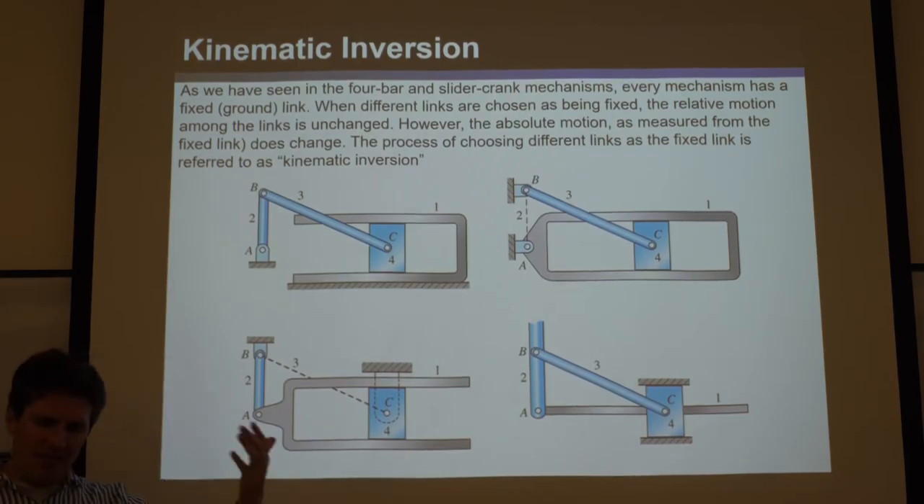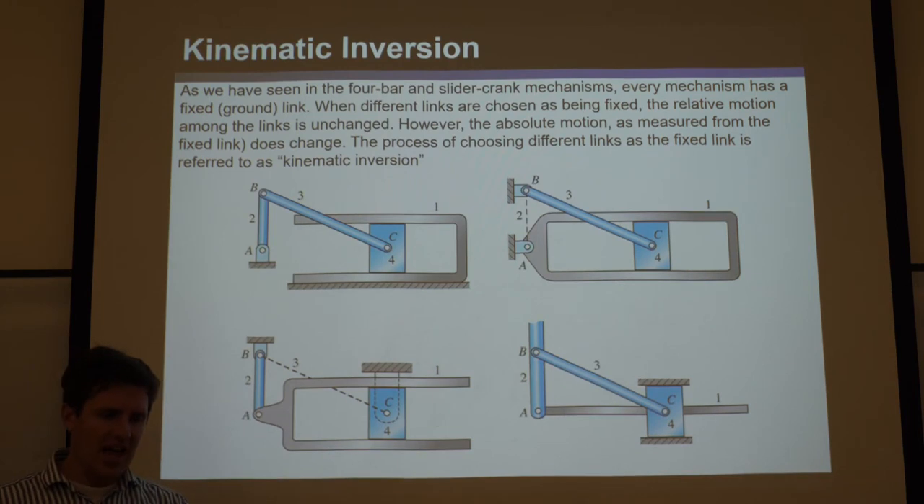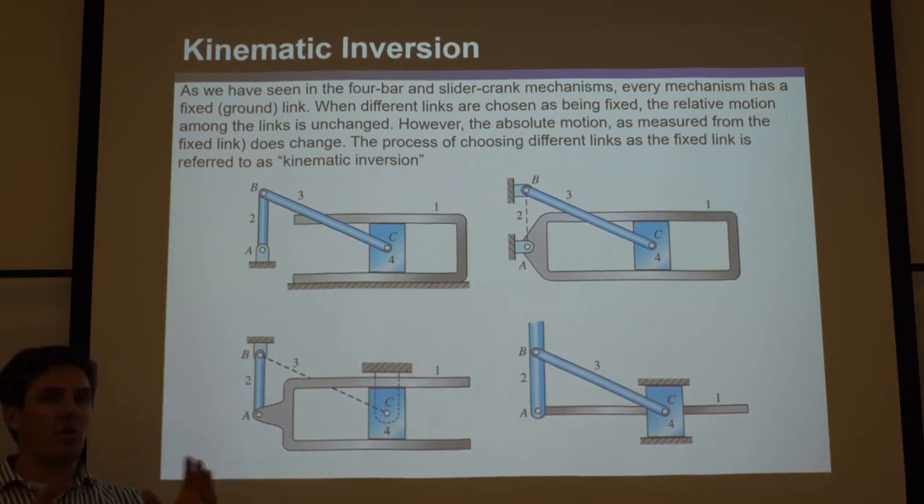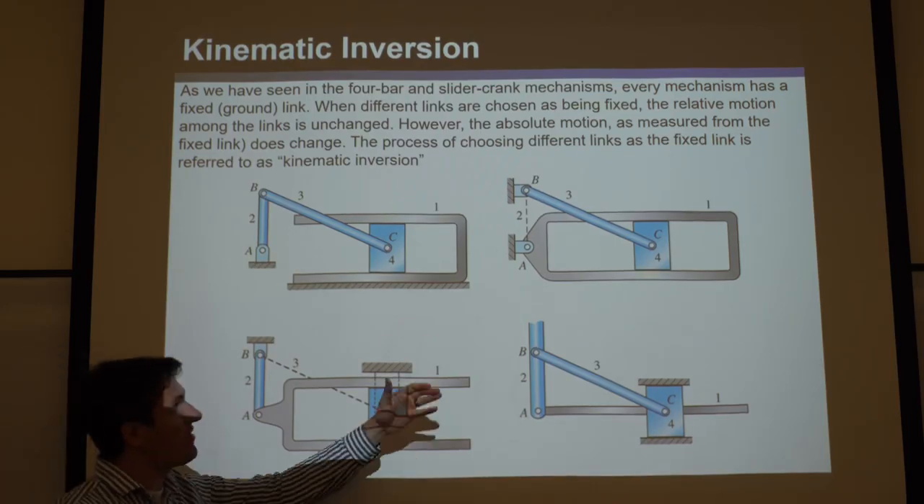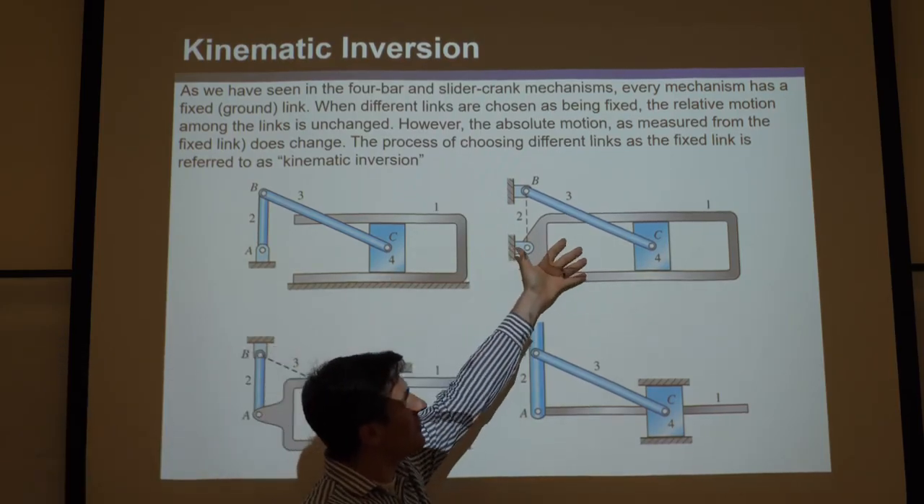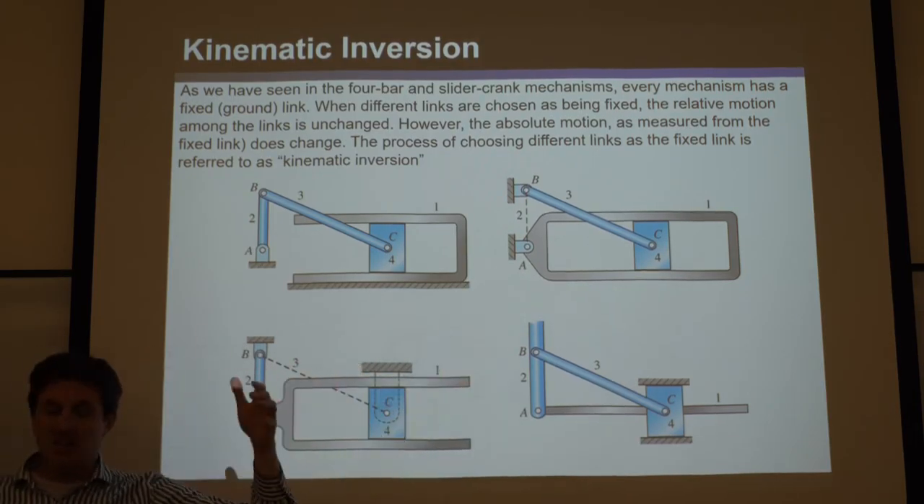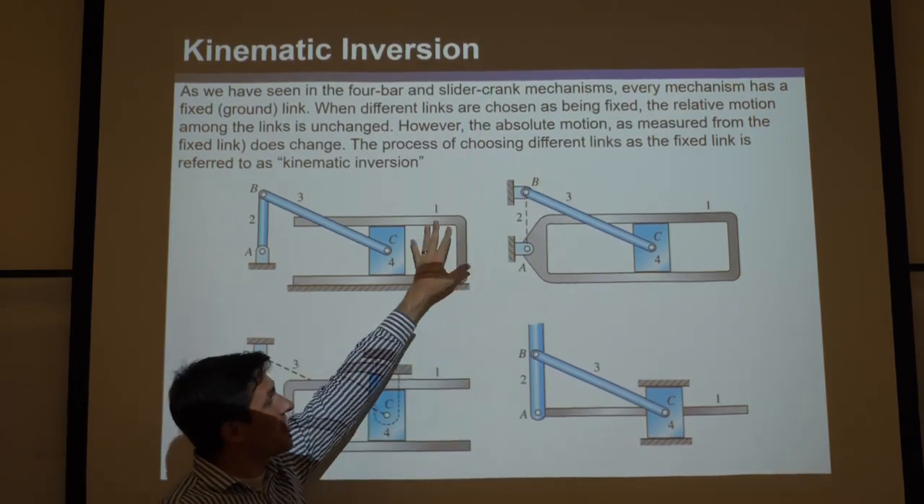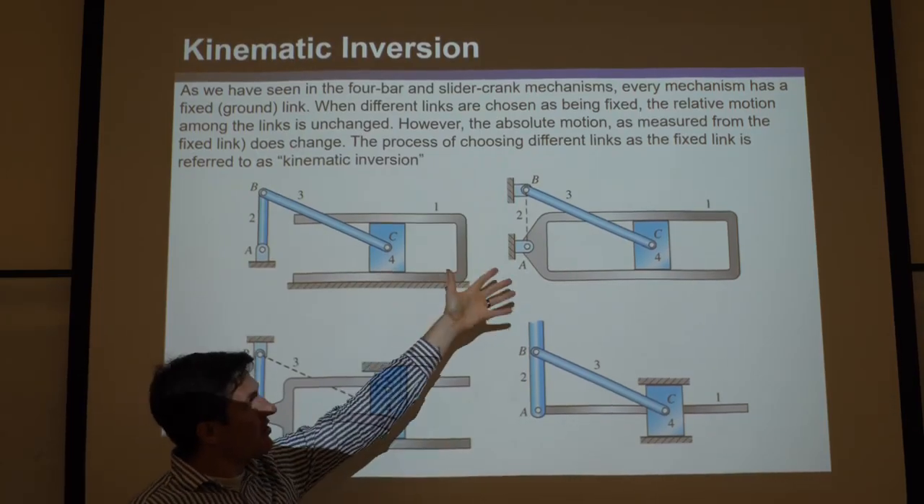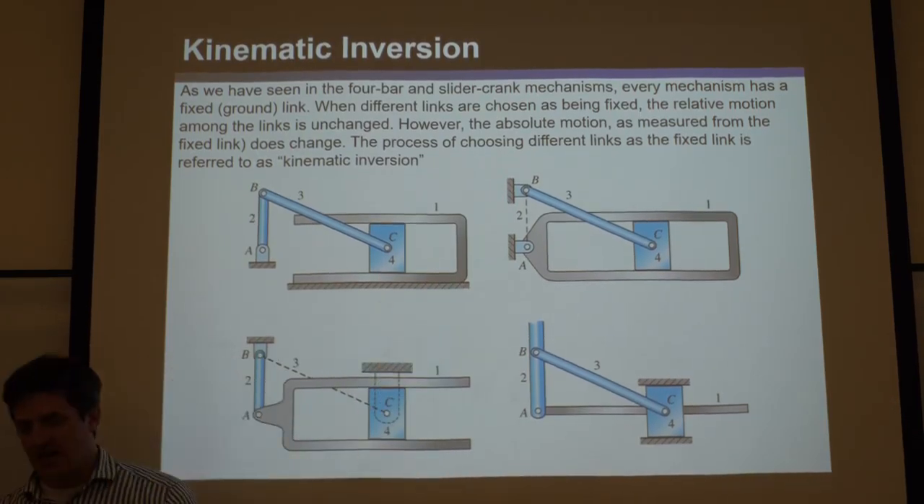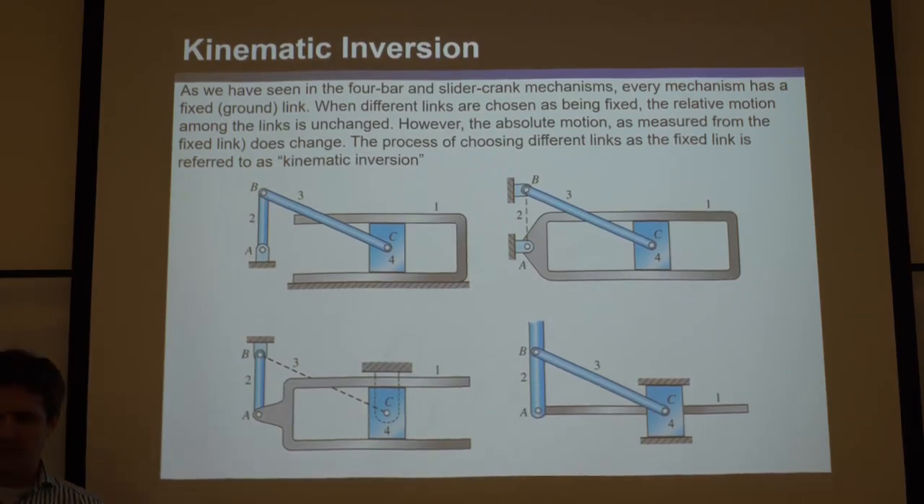It's the same mechanism, and it has the same relative motions, but its absolute motions will be totally different. So it'll actually behave, and you can even make it look like, a totally different mechanism, even though it's basically the same mechanism, the same relative motions. That's called a kinematic inversion of a mechanism. So if you have 4 links, like a slider crank does, then you can have 4 kinematic inversions.